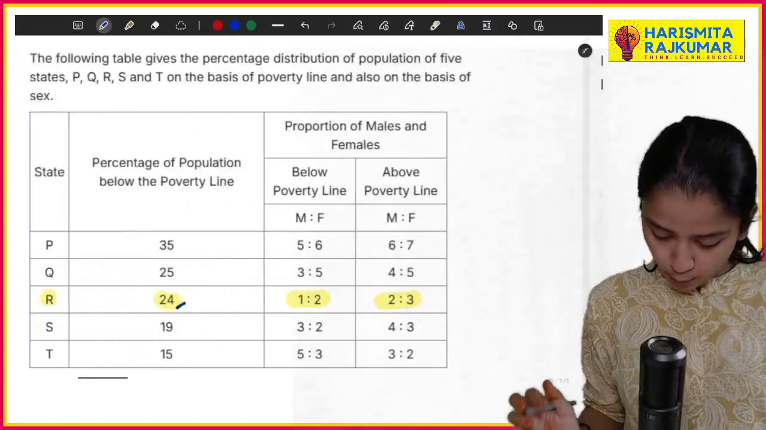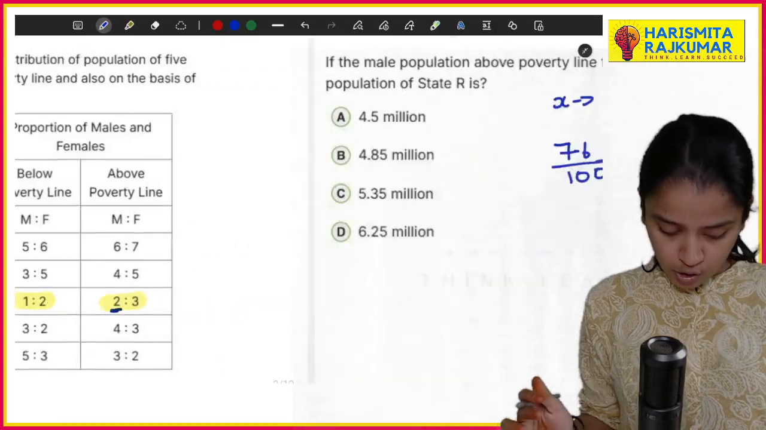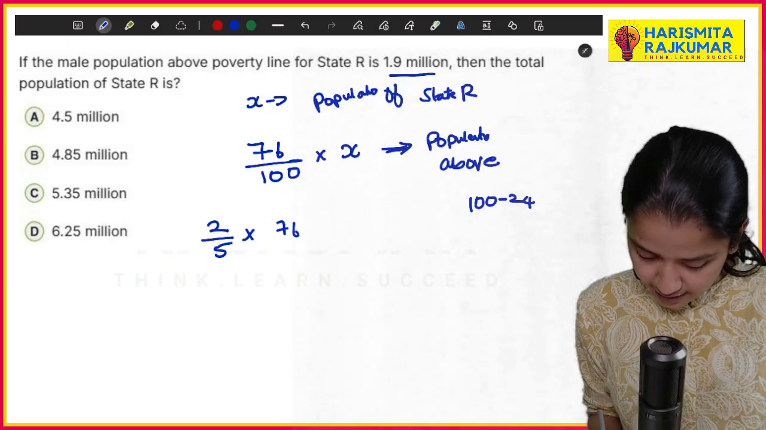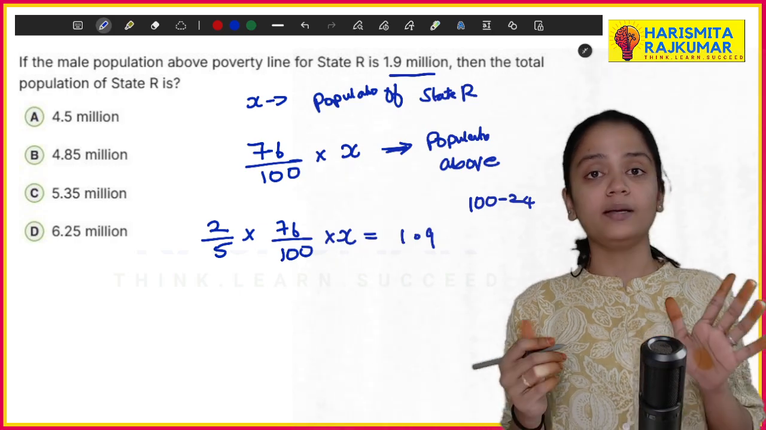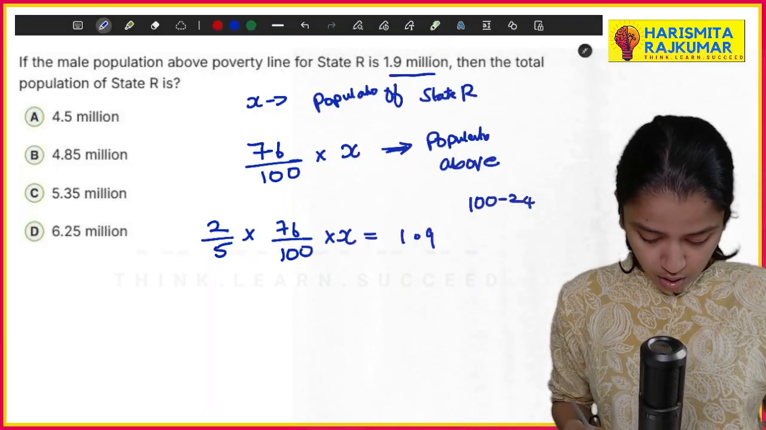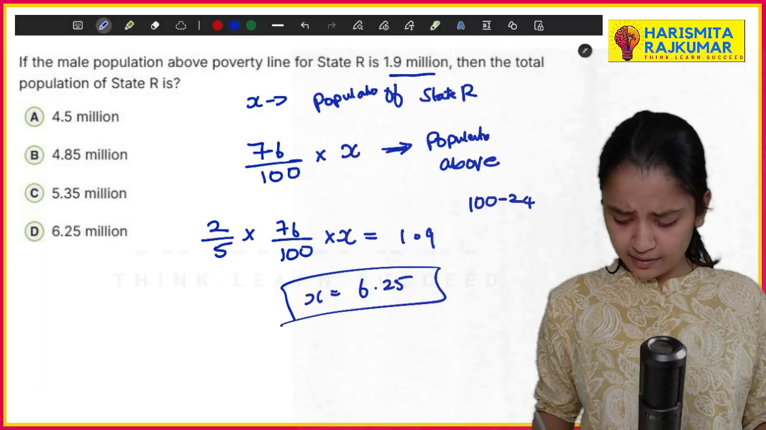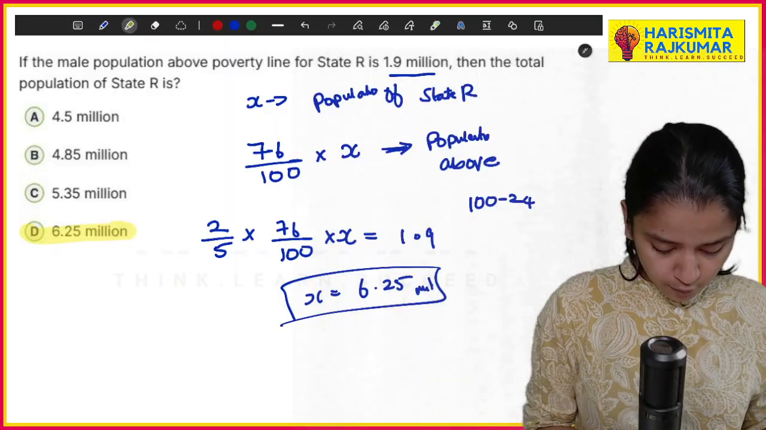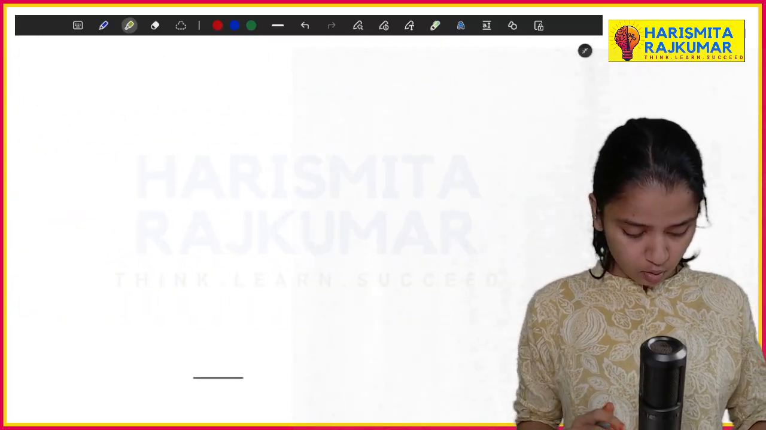Now, male above, so male is 2 out of 5. So the male population will be 2 by 5 into 76 by 100 into X, which gives you 1.9, because they gave you the male population above the poverty line. If I calculate X, X will be 6.25 million. So I hope you got how to find it. Now, let's go to the next one.